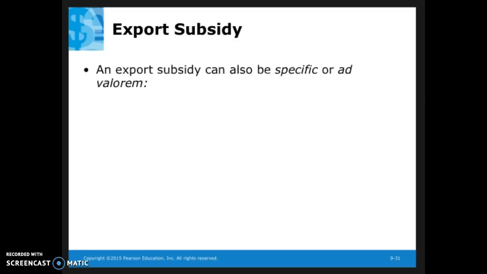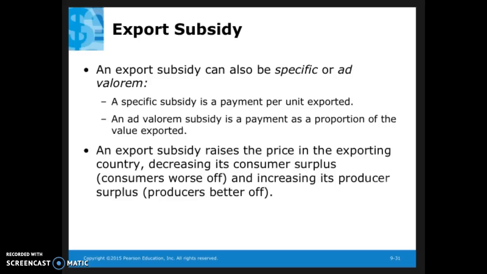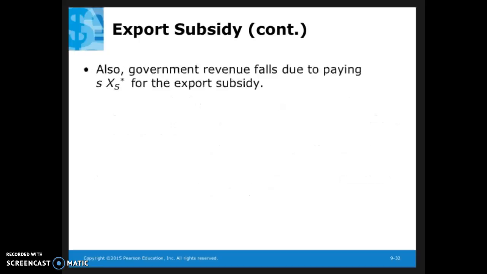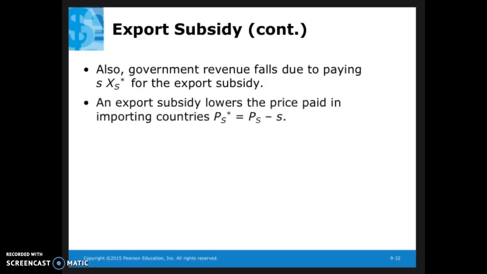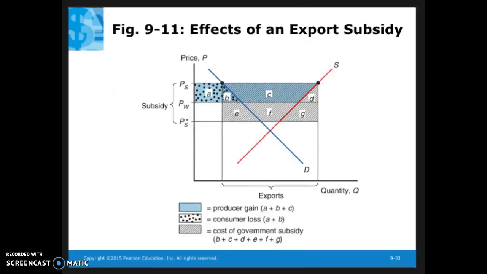Now we have an export subsidy. An export subsidy raises the price in the exporting country, decreasing its consumer surplus and increasing its producer surplus. Government revenue falls due to paying for the export subsidy. And the export subsidy lowers the price paid in importing countries. So here's what the effect looks like graphically.